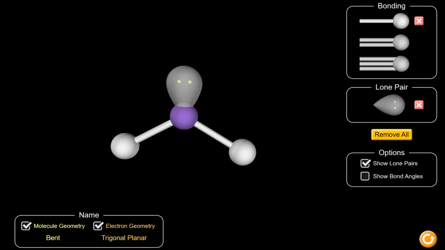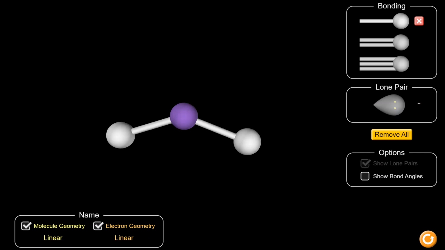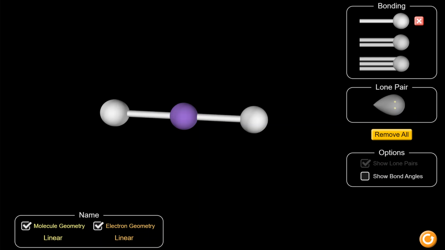geometry. And by the way, I call this bent 120 degrees. They don't have the angle there, but when it's based on the triangle, it's bent 120. Okay, so I'm going to take one of those off. Those are the 2 shapes with the triangle: trigonal planar and then bent 120.